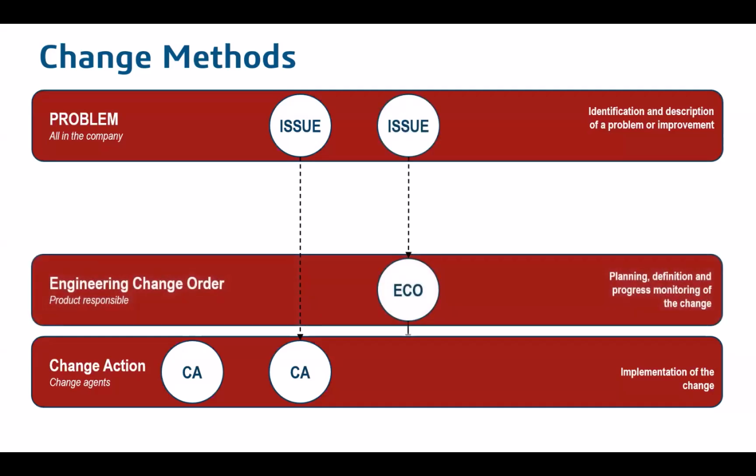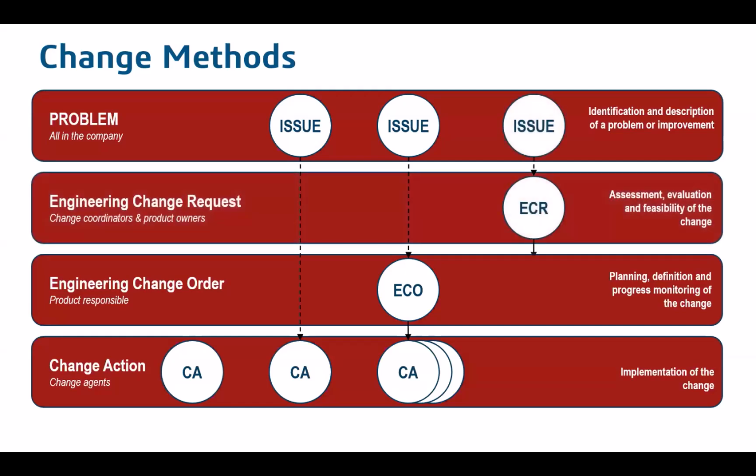We could have another issue, or more issues, that need an engineering change order, and here we will have a more involved situation, because we have to plan, we have to define, we have to check if our KPIs are compliant with what we would like to do. And last but not least, we could have another issue that needs an engineering change request, and then we need to assess, to evaluate, and to check the feasibility of this kind of change.